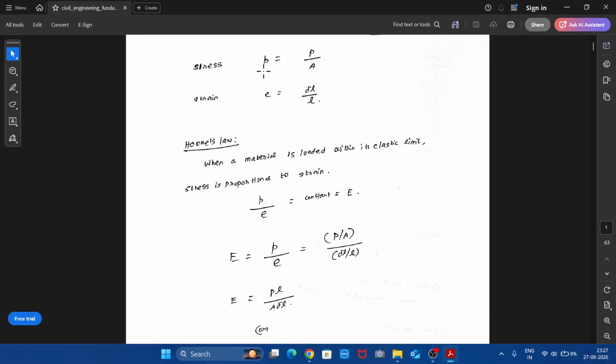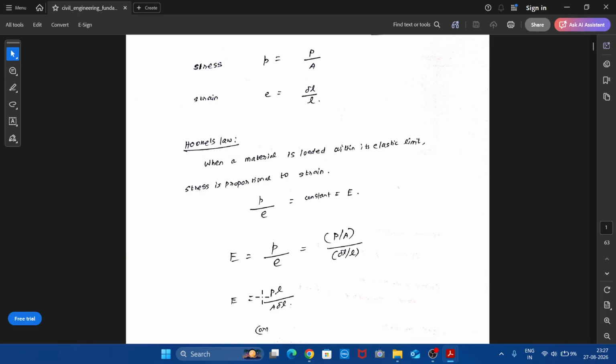So load divided by area will be stress. Or you may be asked to find strain, maybe given the change in length and original length. You need to have these two in the same units, and the strain will not have any unit because it is delta L by L, so it will not have any unit.